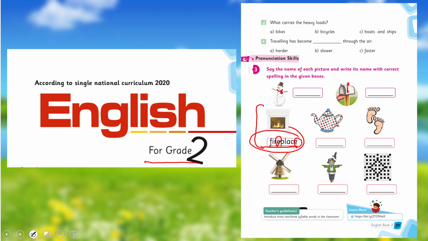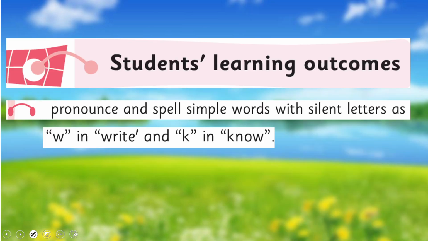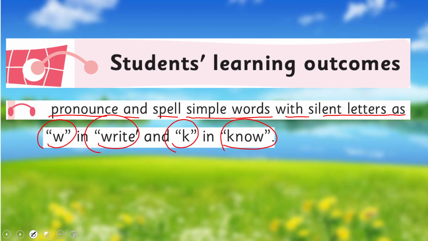So today we will learn further about silent letters and we'll cover the SLO to pronounce and spell simple words with the silent letters as W in right and K in no. This is our today's SLO.